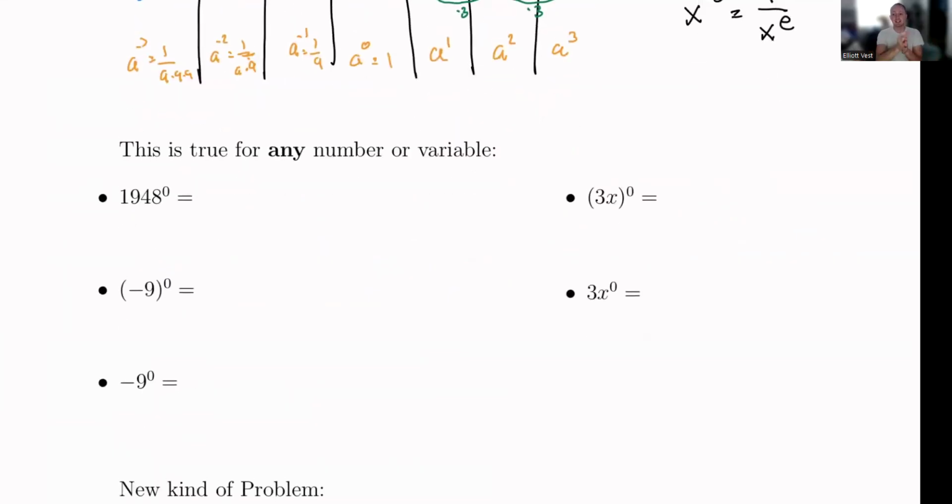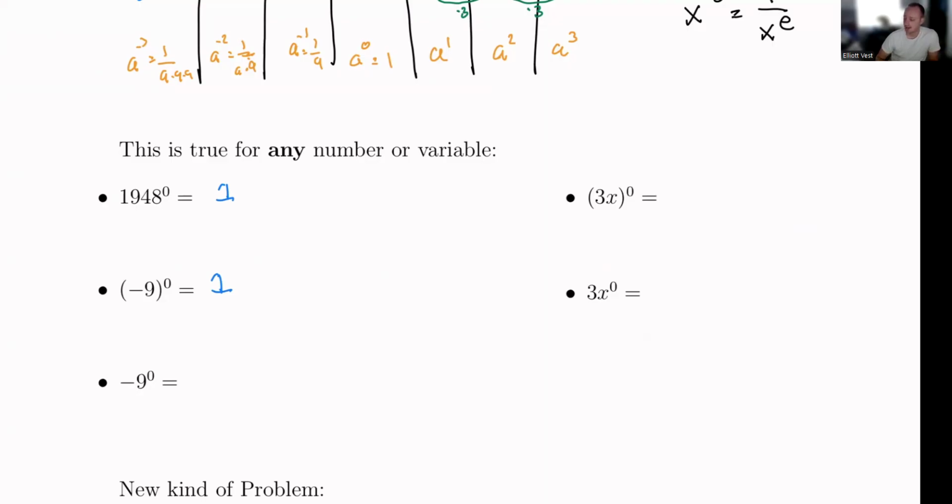Okay, so let's do some tests here. Let's figure this out. It's true for any number or variable. So 1948, great year, I guess. Probably not really. What is that to the 0 power? Oh man, doesn't matter how big that number is. That's equal to 1. Oh, nice. Negative 9 to the 0 power. It's a negative number. Doesn't matter. It's to the 0 power. It's equal to 1. Negative 9 to the 0 power. I guess you're saying, oh, it's 1.